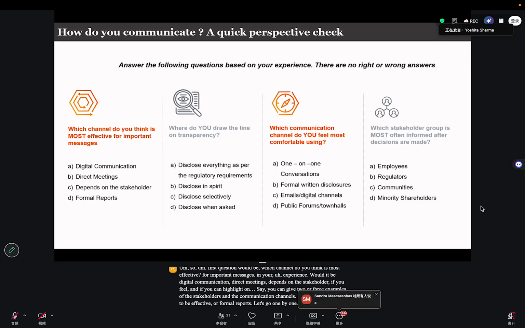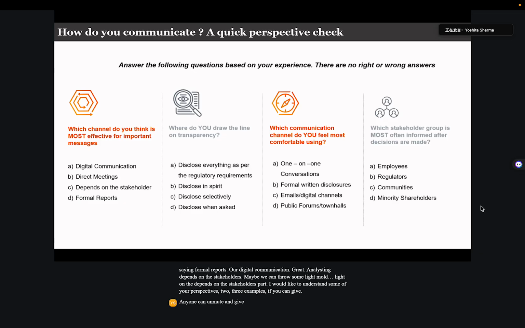Okay, Nilesh is saying formal reports, digital communication. Great. Anil is saying depends on the stakeholders. Maybe we can throw some more light on the depends on the stakeholders part. I would like to understand some of your perspectives, 2, 3 examples if you can give. Anyone can unmute and give their examples. Digital communication.